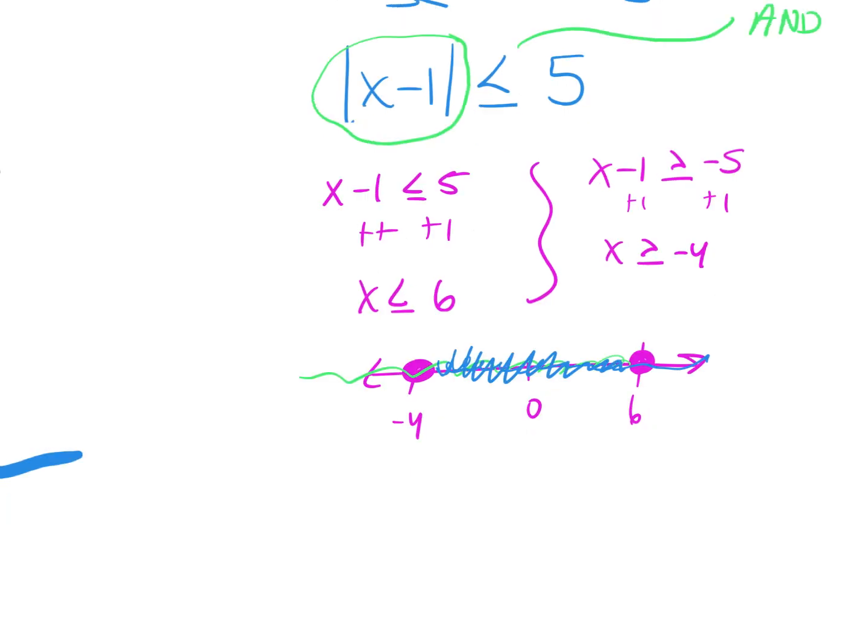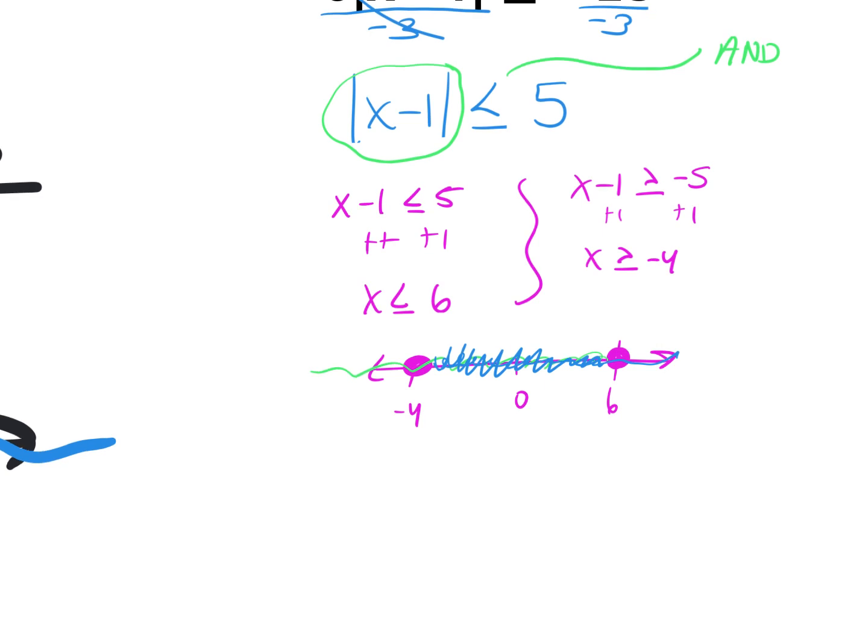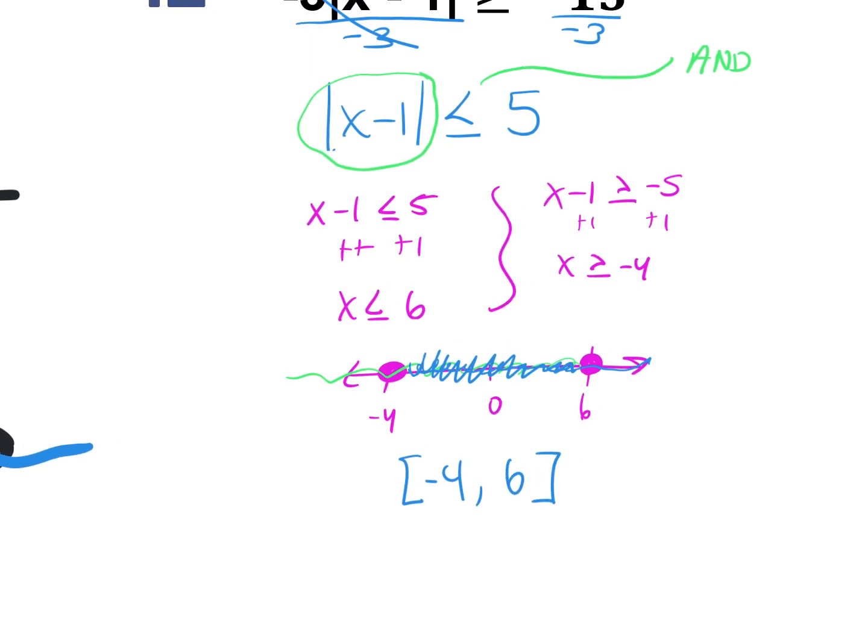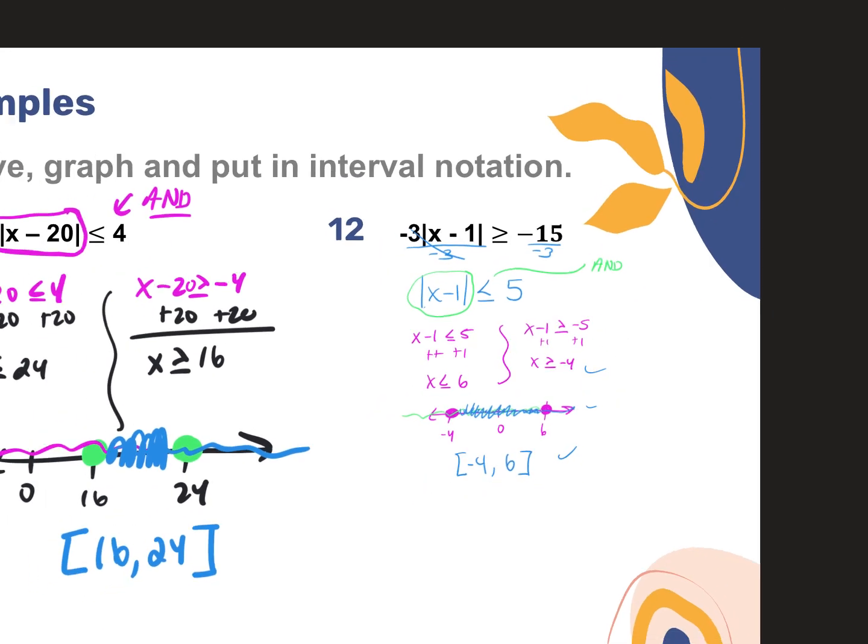So what does my interval notation say? Bracket, negative 4, comma, 6. Close that bracket. Good. Is this an and statement? Yeah. But we couldn't tell that until we isolated. Does that make sense? Alrighty.